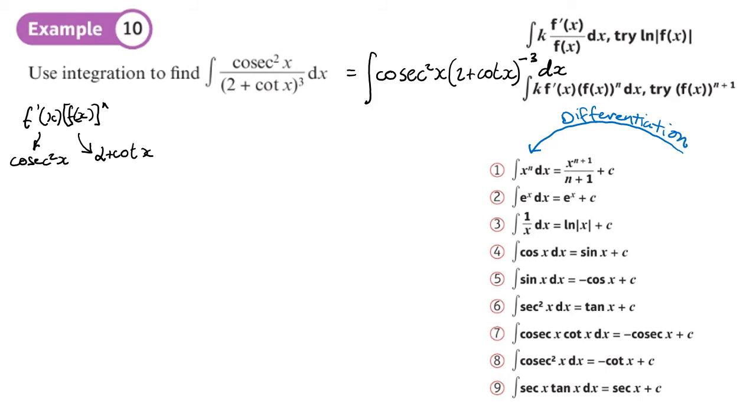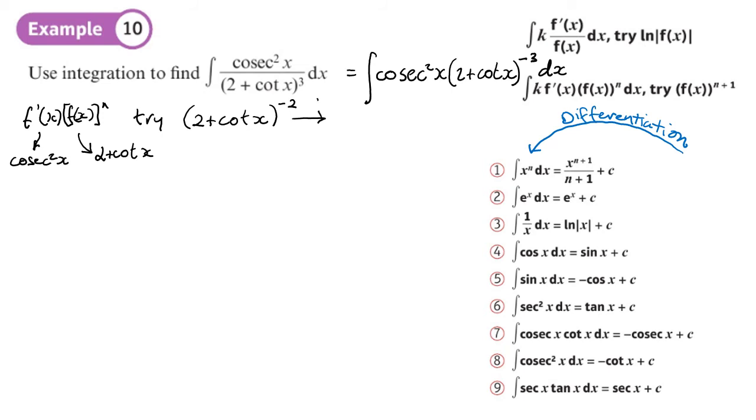Okay, so what do we try? We try what's in the brackets to one higher power, so it's 2 plus cot x. Now, because the power is negative 3, one higher power is going to be negative 2, not negative 4. Yeah, you always add 1 to the power. See over here, we try n plus 1. So that's what we're going to try. So I should write that down, that we're going to try that.